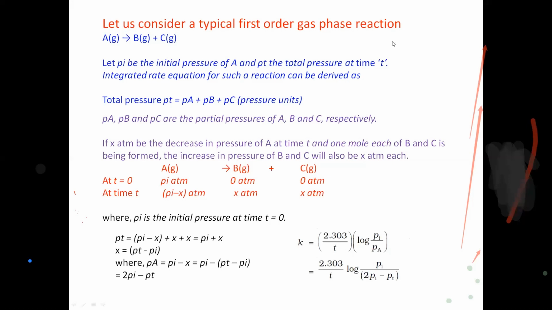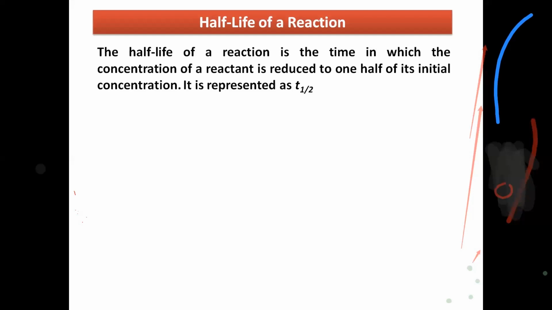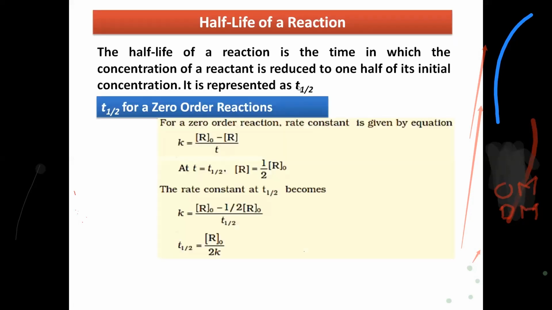Now there is a very important term called half life. You know it. What does half life mean? Half life is the time required to reach the concentration, whatever concentration is provided to you, exactly half of it. The time taken to make it exactly half is called the half life of the reaction. So half life of a reaction is defined as the time required in which the concentration of the reactant is reduced to one half of its initial concentration. That time is called the half life. It is denoted by the symbol T half, right?